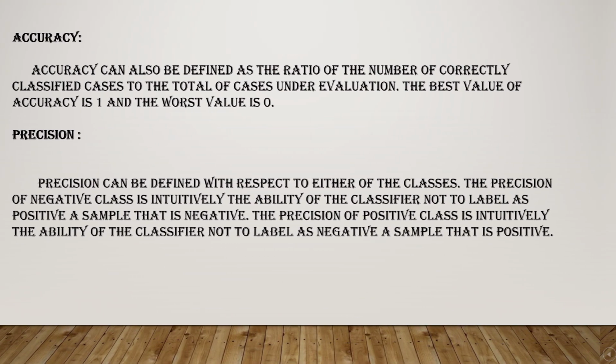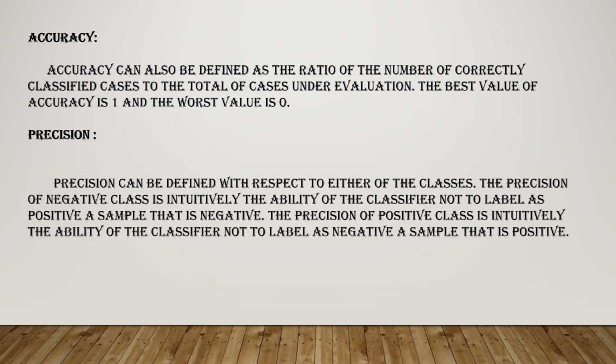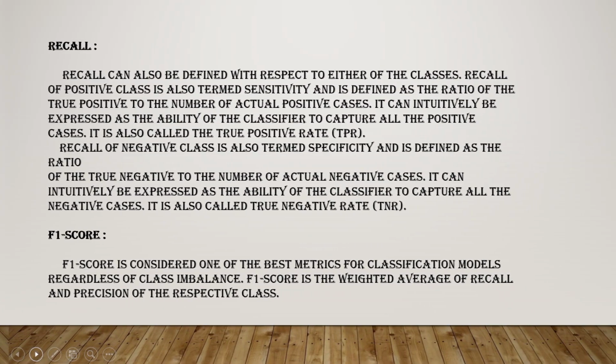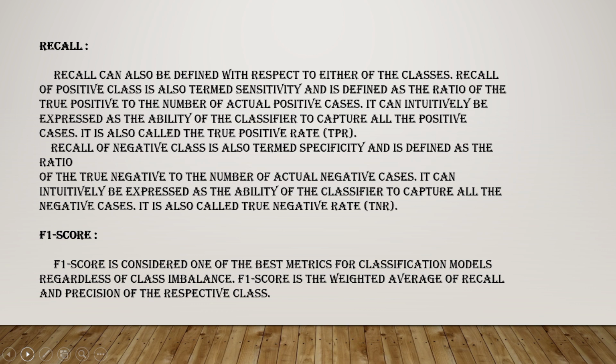Next, accuracy. Accuracy can be defined as the ratio of the number of correct predictions to the total. The best value of accuracy is 1 and the worst value of accuracy is 0. Next, precision. Precision can be defined with respect to either of the classes, one is the negative class and another one is the positive class. Next, recall. Recall can also be defined with respect to either of the classes, one is the true positive rate and another one is the true negative rate.